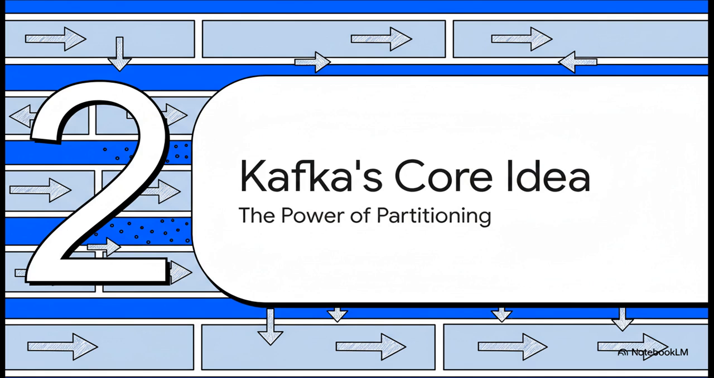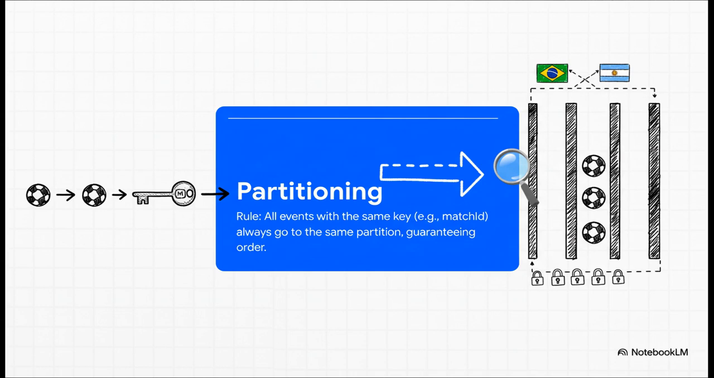It has one core brilliant idea that fixes both the scaling problem and the ordering problem in one elegant move. And that idea is called partitioning. Here's the secret sauce. Kafka uses a key. In our case, we'd use the match ID to decide where messages go. The rule is simple. Every single event from the Brazil versus Argentina match is absolutely guaranteed to land in the exact same processing lane, the same partition. That's it. That's how you guarantee that for any given match, the order is always perfect.